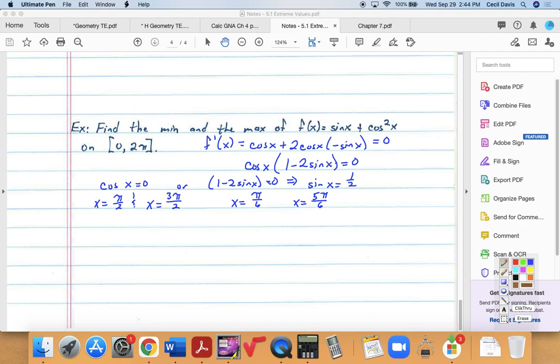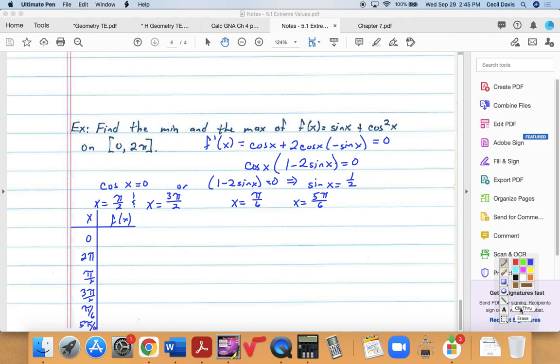So we have 6 candidates. That's a lot. We cancel some out. I've got 0, 2 pi, pi over 2, 3 pi over 2, pi over 6, and 5 pi over 6.